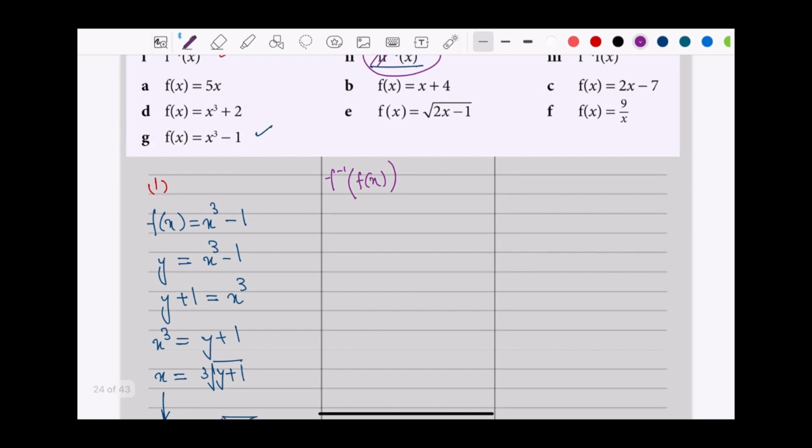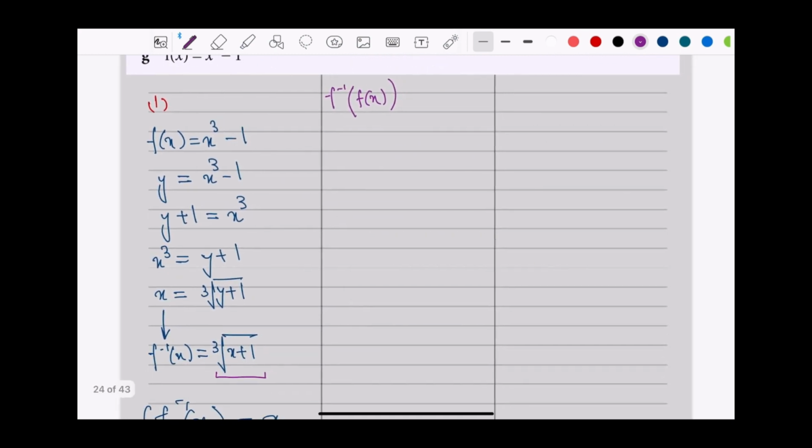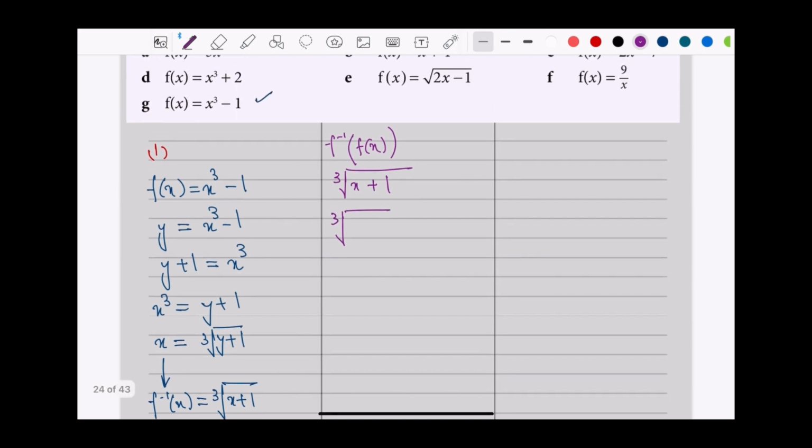So f inverse is cube root of x plus 1, and in that you are plugging in the value of f, so x cube minus 1, that's instead of x plus 1. And now you can see, if you open the bracket, this will be x cube minus 1 plus 1, they cancel out, hence cube root of x cube is the same as x again.